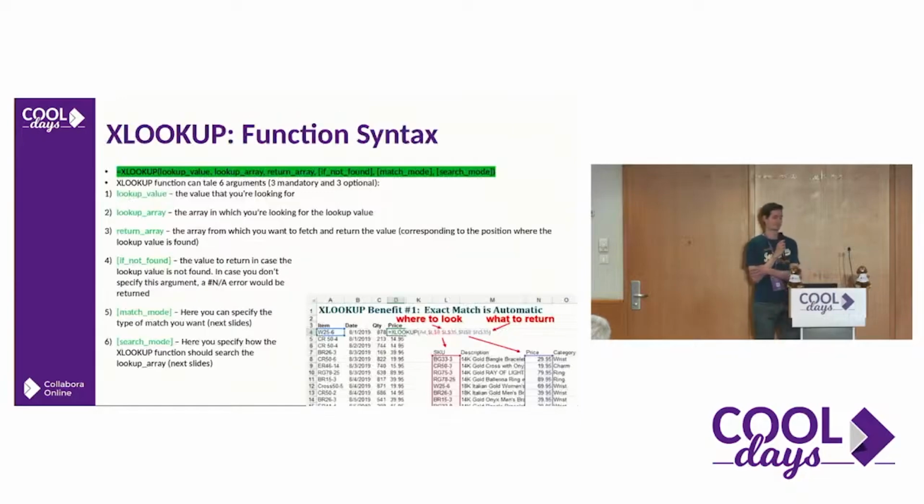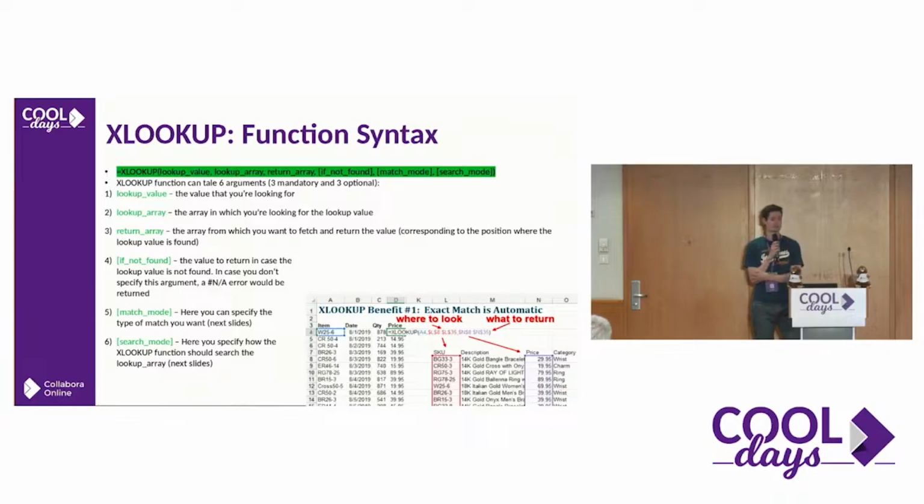So the XLookup function, some information about that. If you are familiar with VLOOKUP, you will notice that the syntax is quite similar, with some cool additional features, of course. The first argument is the lookup value, the value that you are looking for. The second one is the lookup array, the array in which you are looking for the lookup value. The third one is the return array, the array from which you want to fetch and return the value.